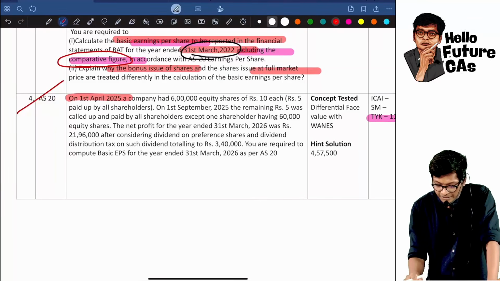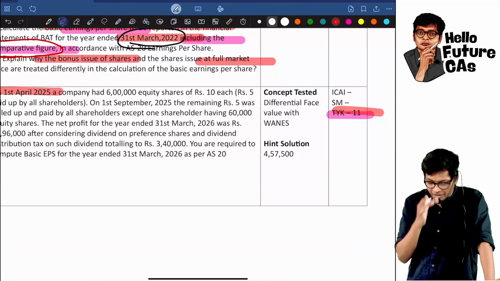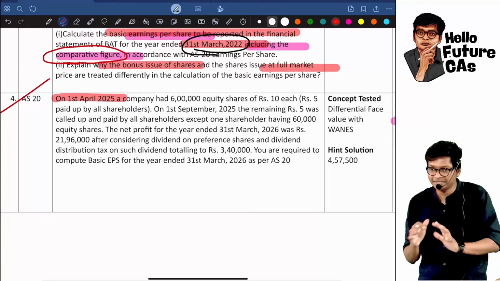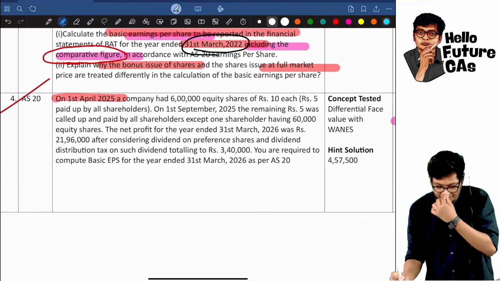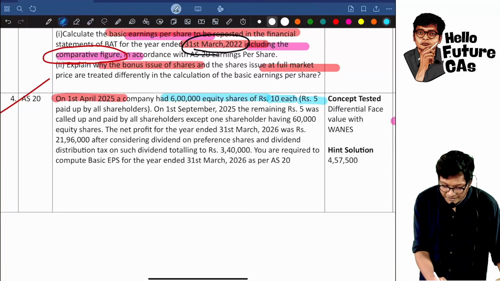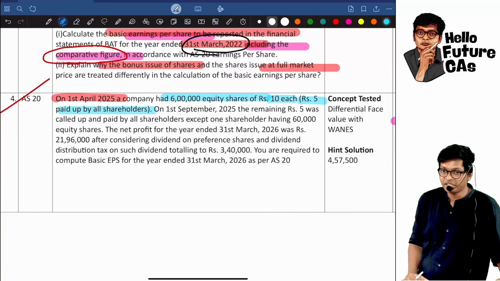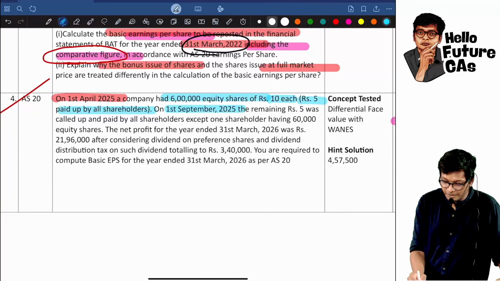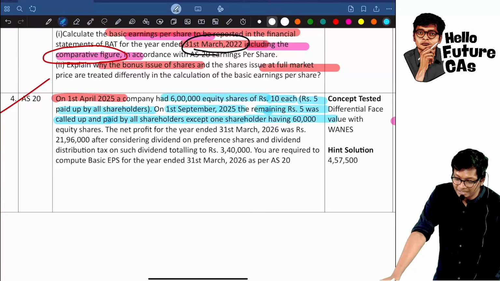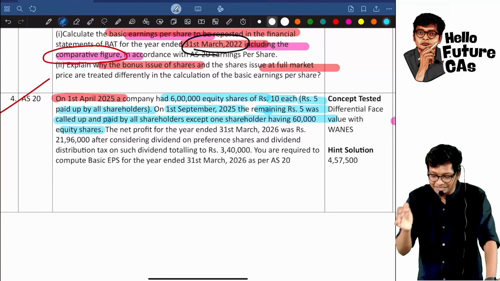On 1st April 2025, okay. Don't compare exactly with test your knowledge. I might have changed the date here and there, but it is 90% the same question. The company had 6 lakh equity shares of 10 each, 5 rupees paid up by all shareholders. So we have a differential thing. On 1st September 2025, the remaining 5 was called up and paid by all shareholders except one shareholder having 60,000 shares. That means there are going to be calls in arrears.